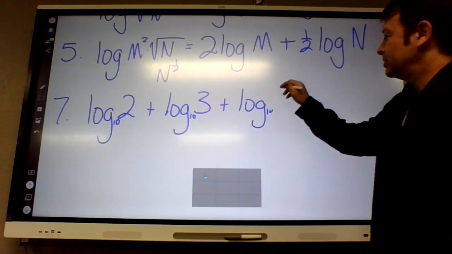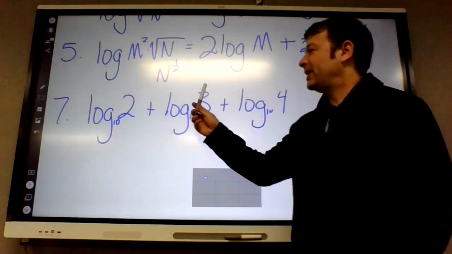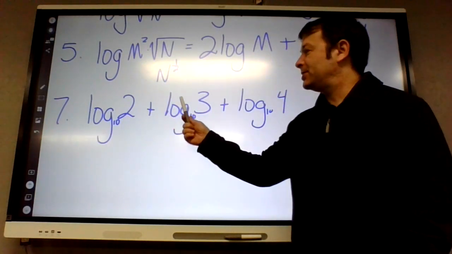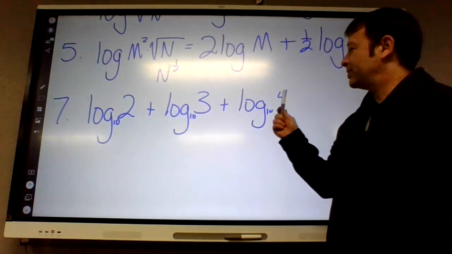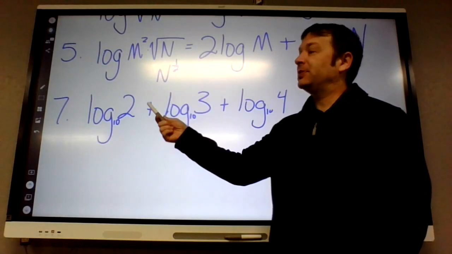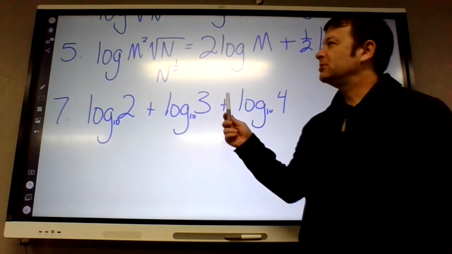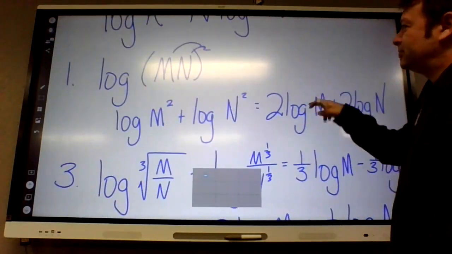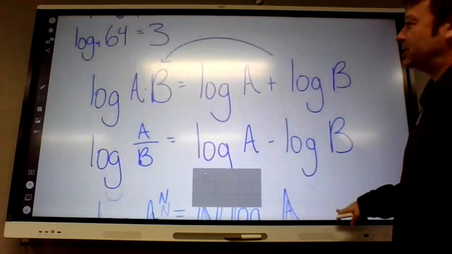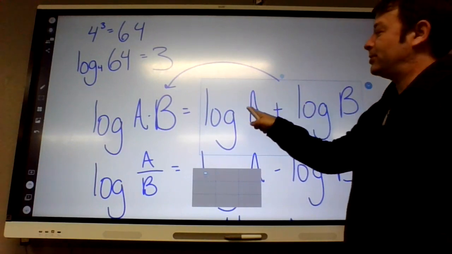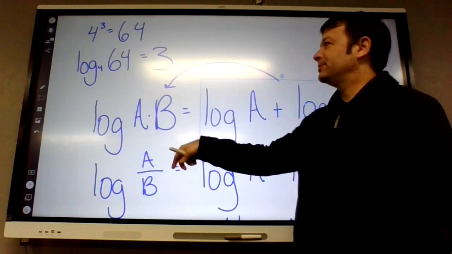Oh, whoops. Okay, if we're adding the same logs together, what can we do with their numbers here? What can we do with the 2, 3, and 4 if all these logs are added together? Multiply. They're timesing each other. Yes, multiply. If you're adding the same logs, you multiply the numbers.